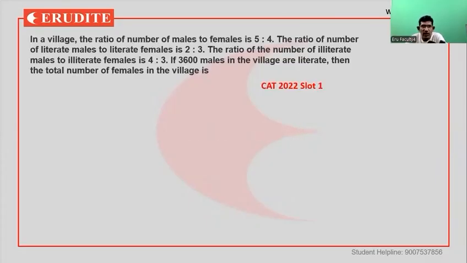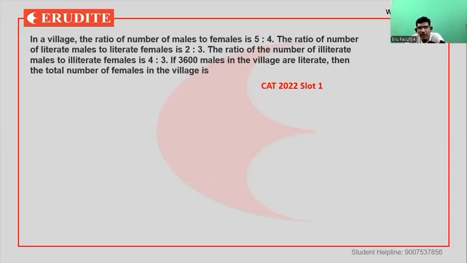It says, in a village, the ratio of the number of males to females is 5:4. The ratio of the number of literate males to literate females is 2:3. The ratio of the number of illiterate males to illiterate females is 4:3. If 3,600 males in the village are literate, then the total number of females in the village is what? So it's a TITA question.